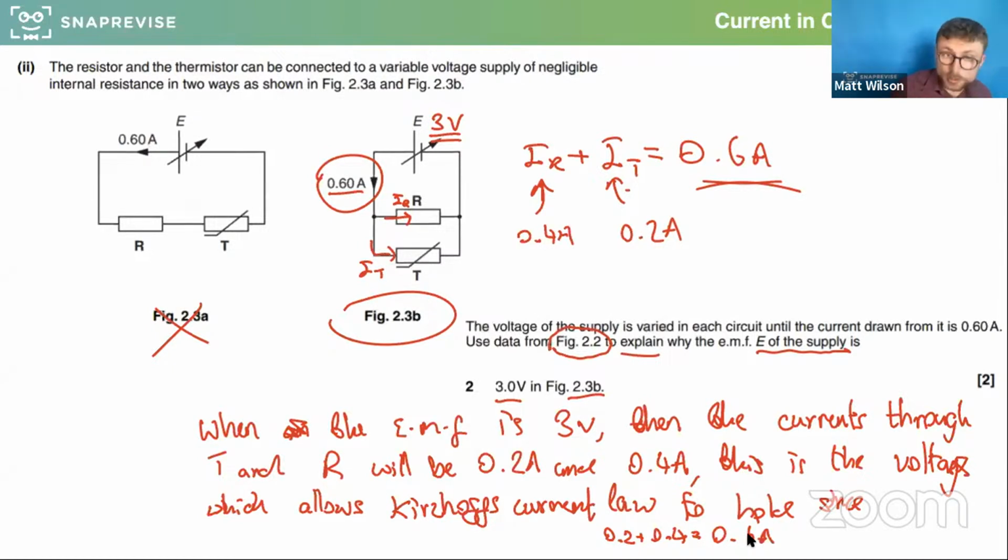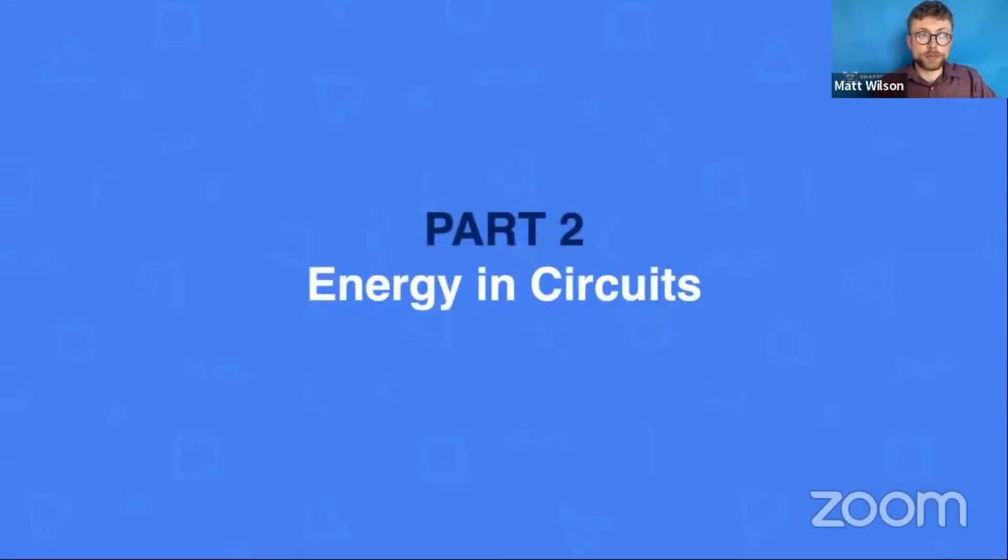So at 3 volts, the graph tells us that this current here would be 0.4 and this current here would be 0.2. Therefore, it's at 3 volts that Kirchhoff's current law would be satisfied. The current going in is the same as the current going out. Okay, good. So we are now ready to take a look at the voltage law instead. Fine. Okay, and I said the current law was about conservation of charge. The voltage law, Kirchhoff's voltage law, that is about conservation of energy.